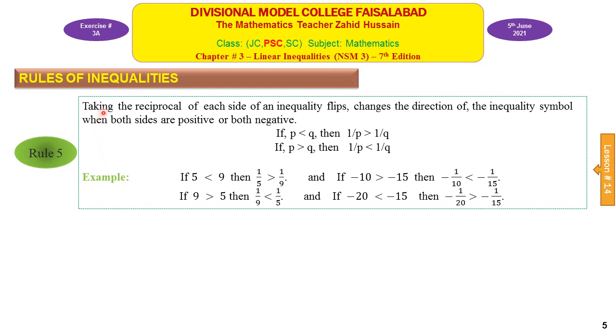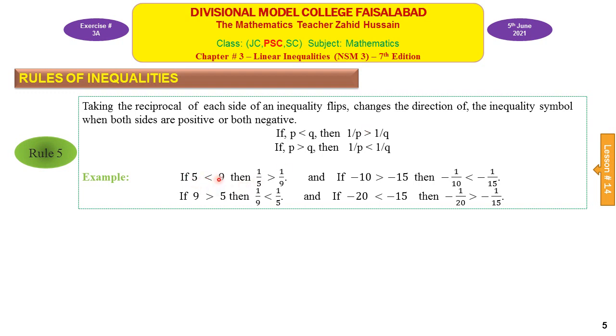Rule number 5 is taking the reciprocal of each side of an inequality flips or changes the direction of inequality symbol when both sides are positive or both are negative. So this is to be remembered that if both sides of the inequality are positive or both sides are negative, then when you take the reciprocal of the numbers, you will flip the sign of inequality.